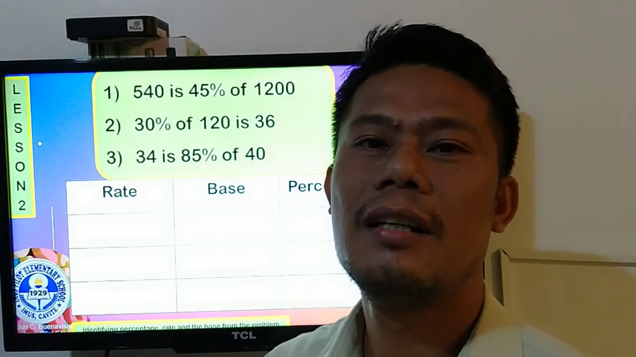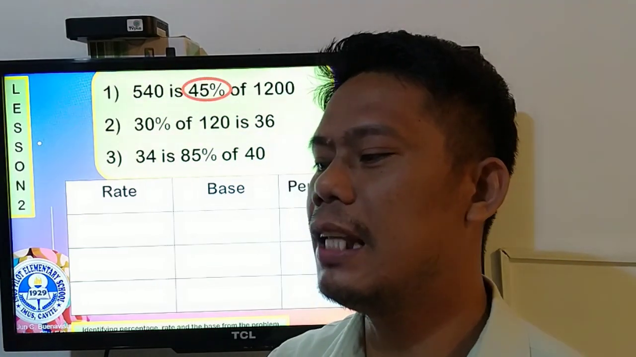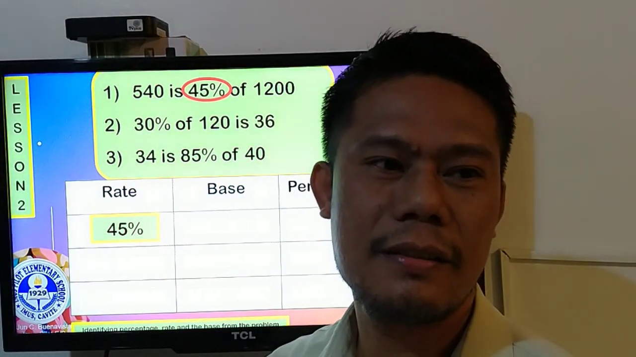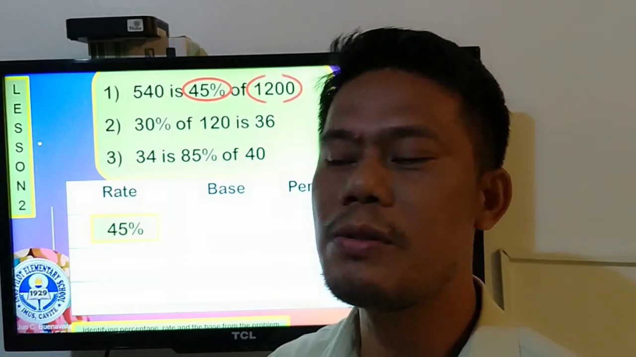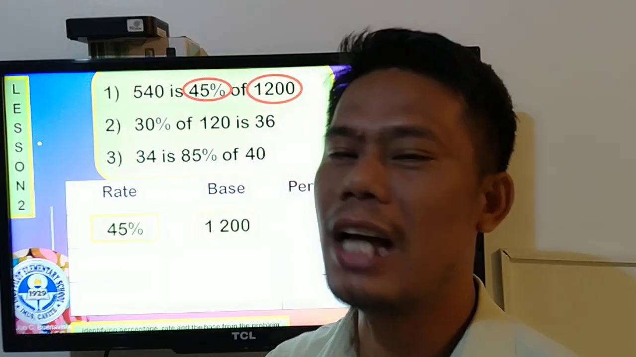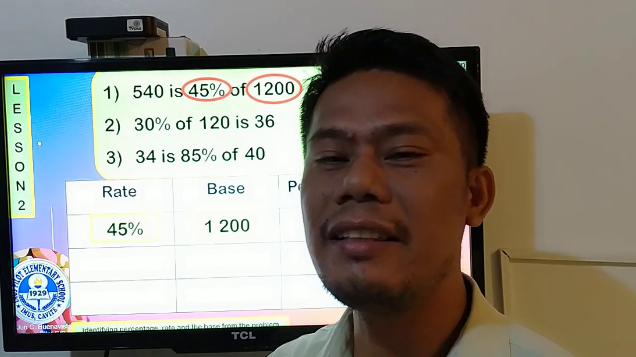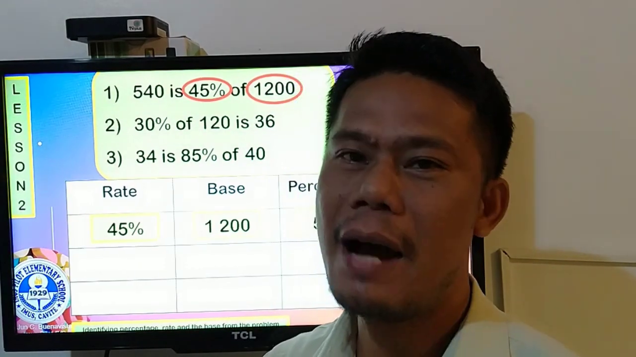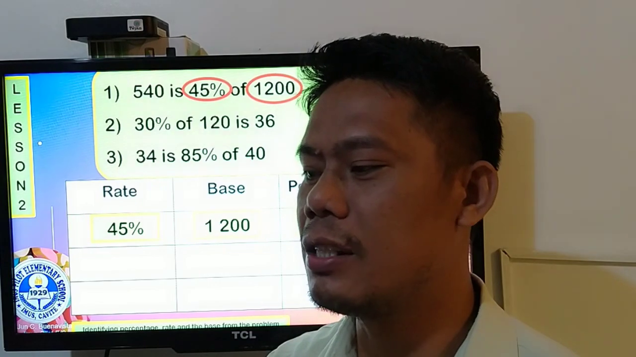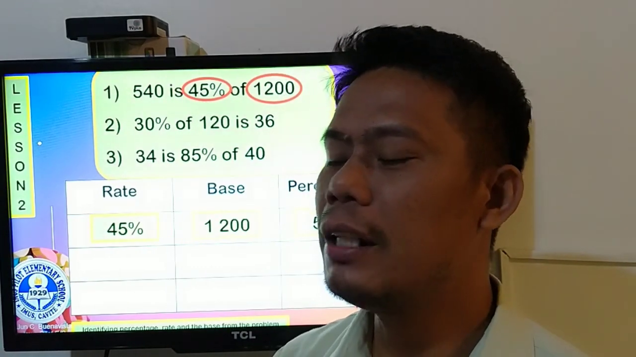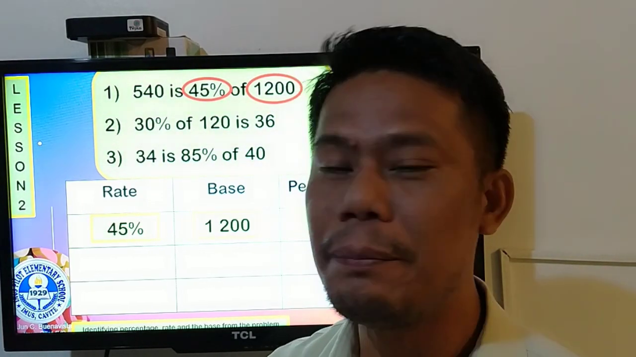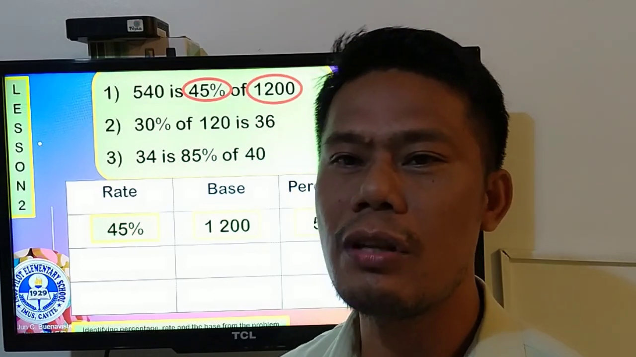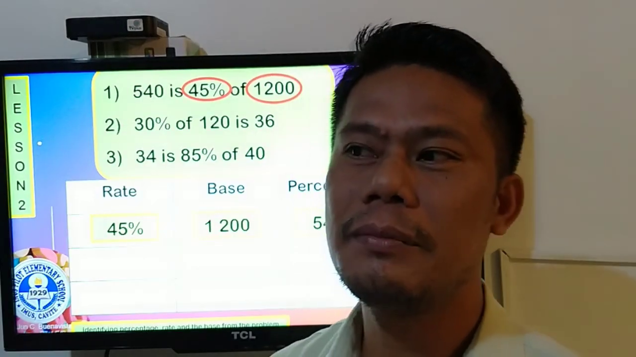Okay, the rate. What is the rate? 45%. Very good. So that is 45%. How about the base? Okay, very good. So we have 1,200. And the remaining number is 540, the percentage. So look at the phrase: 540 is. So the linking verb "is" is followed by the percentage. And the preposition "of" is followed by the number of the base.